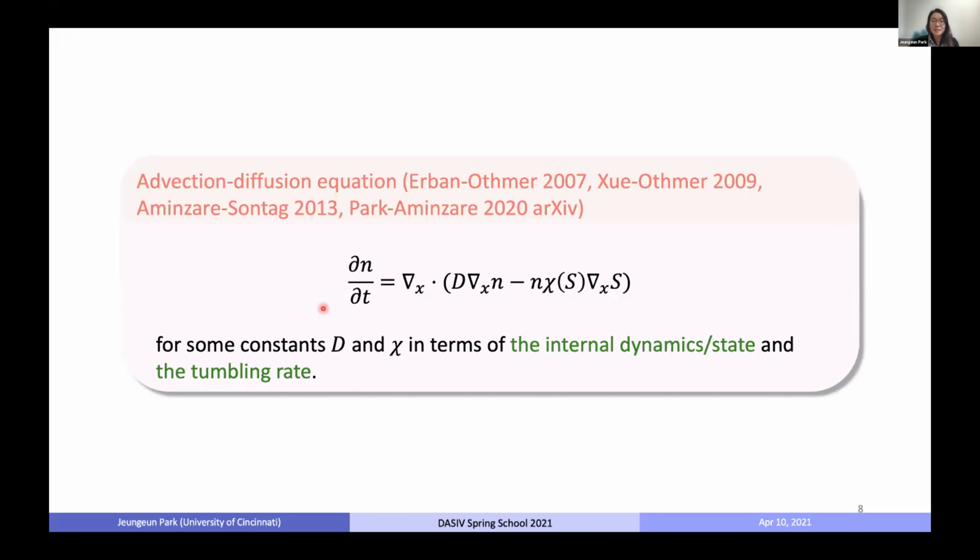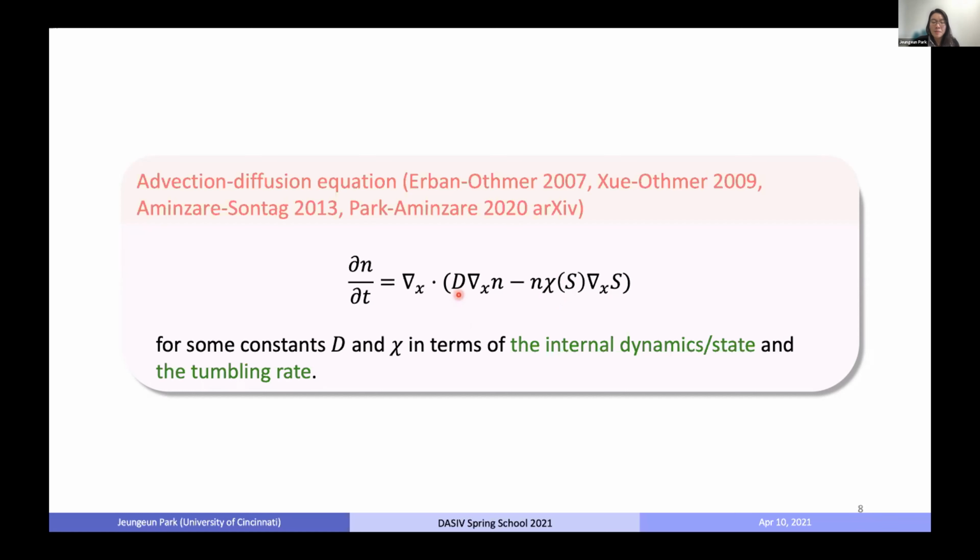Even though this looks like the classical Keller-Segel model, I want to emphasize that when we derive this equation from the microscopic model of the individual cell, these parameters describe the internal dynamics and depend on the gradient of the signal. This is what I want to emphasize.